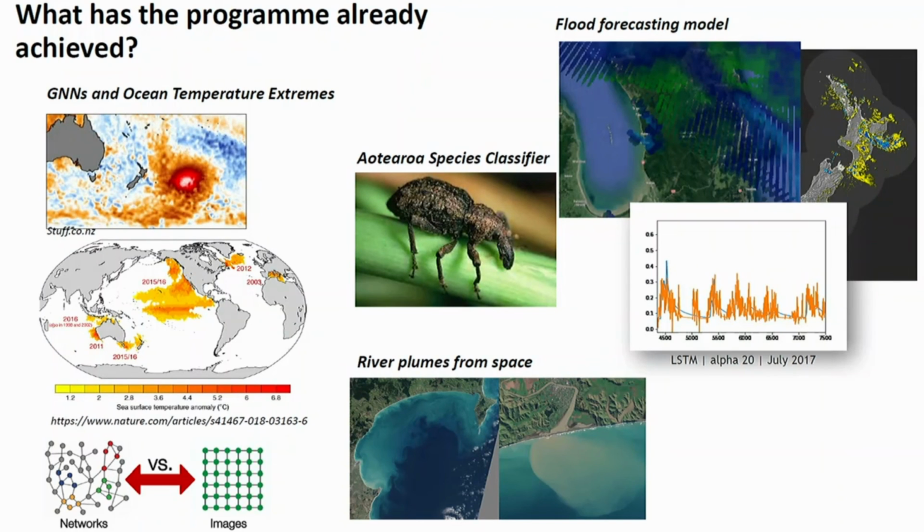One of the main projects is this flood forecasting model with the Waikato Regional Council, where we try to see if we can predict floods. There is also this project of river proof from space, where I already mentioned the Aotearoa species classifier. Also this application from Varvara on how to use graph neural networks for these ocean temperature extreme events.